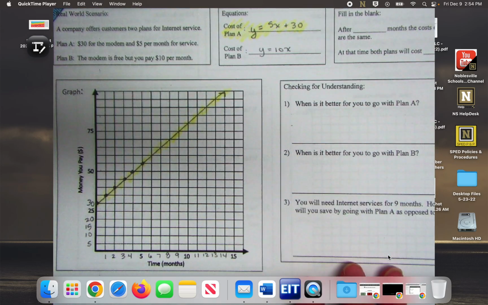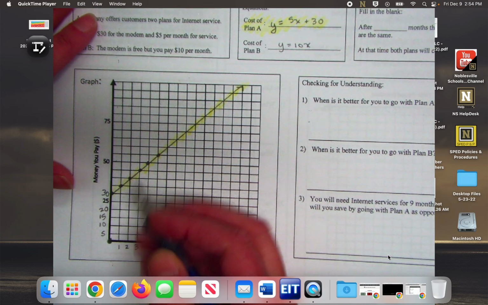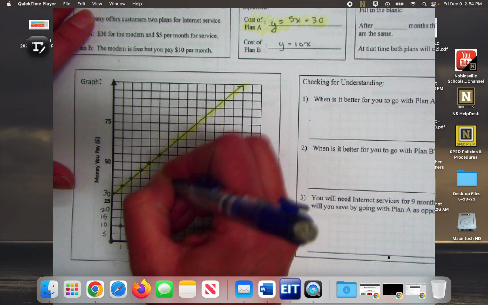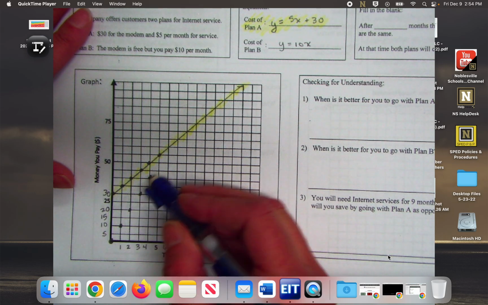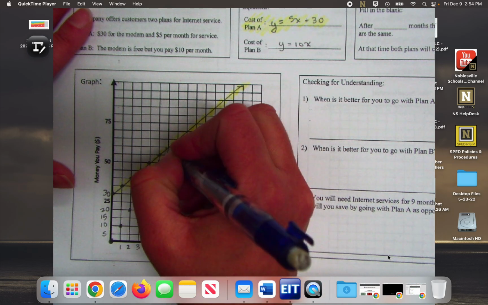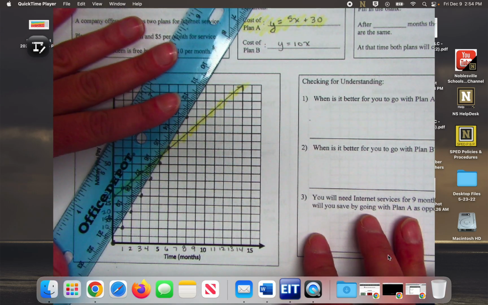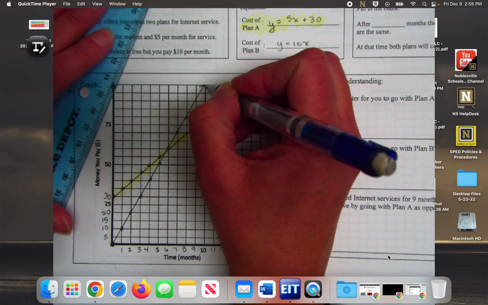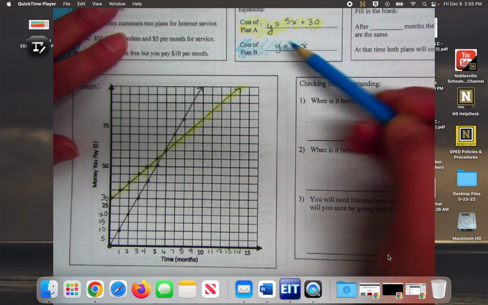what's the y-intercept of plan B? 0. Because it doesn't cost anything for the modem. But it's $10 a month. And that's going to be my blue equation of my system.